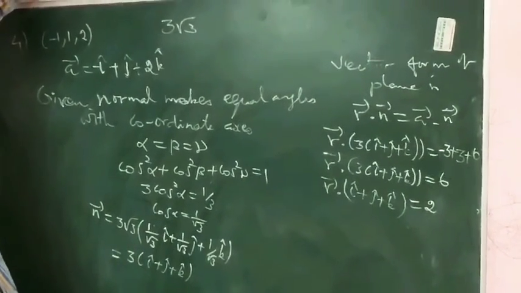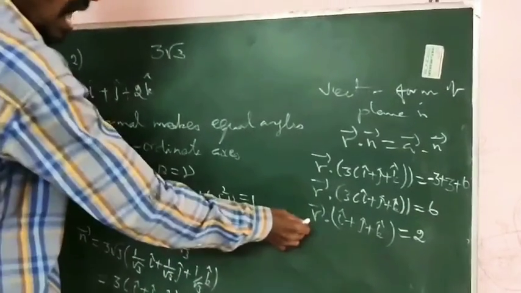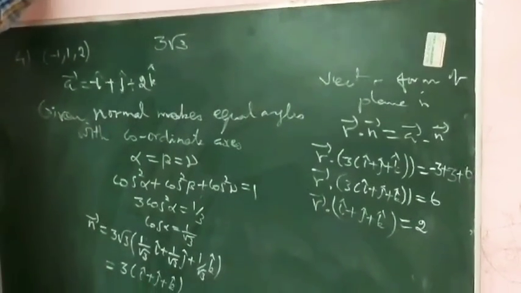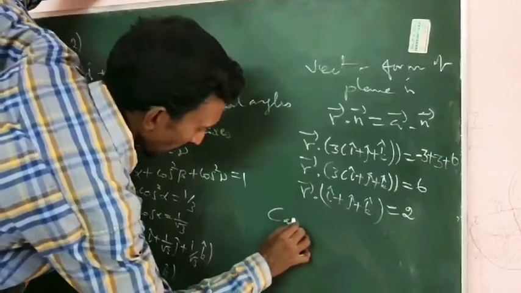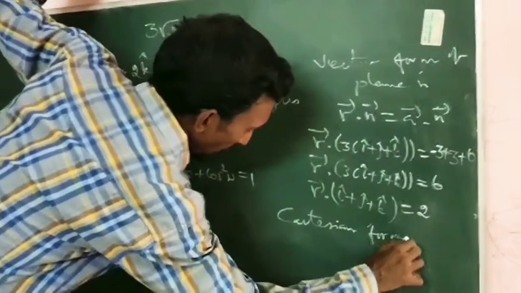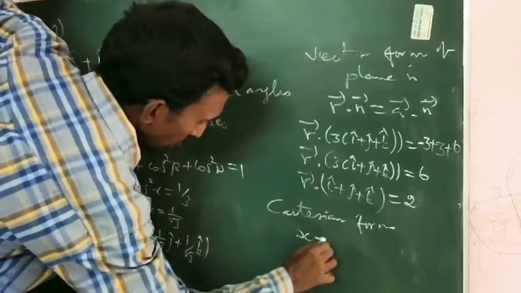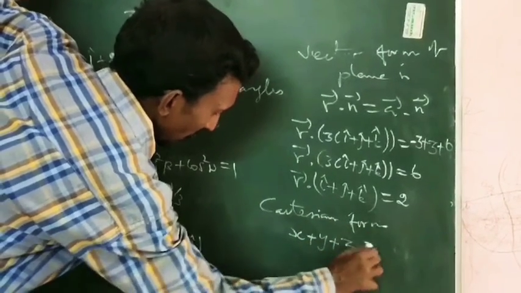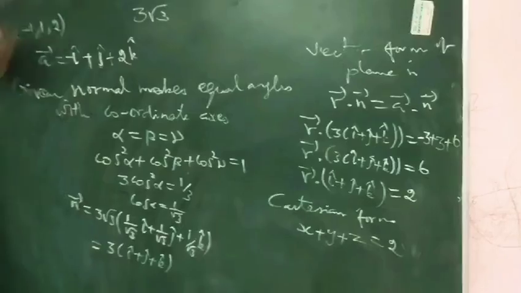We need the Cartesian form, means replace r vector by xi plus yj plus zk. We are getting the Cartesian form. Okay. So the Cartesian form is x plus y plus z equal to 2. That's all.